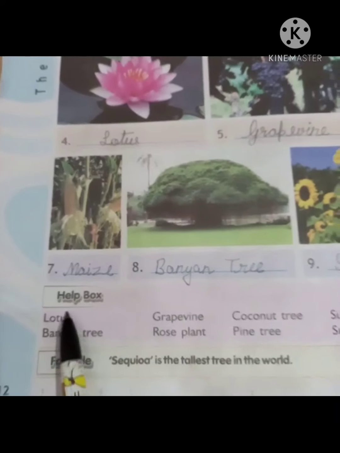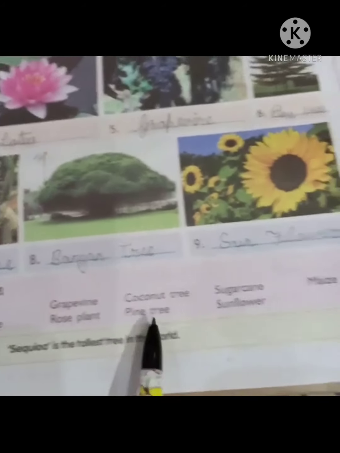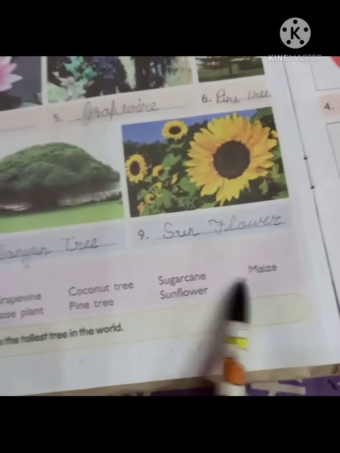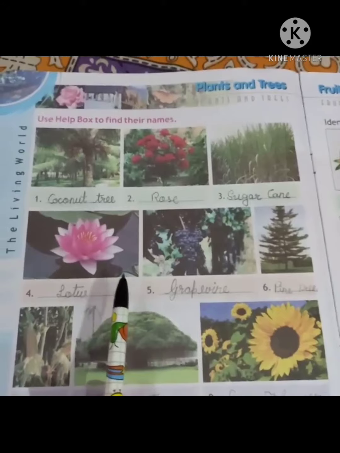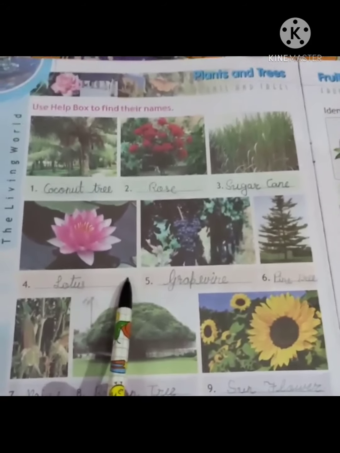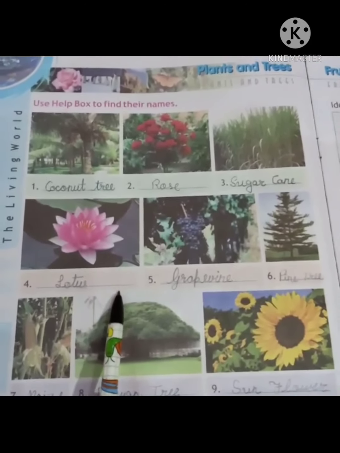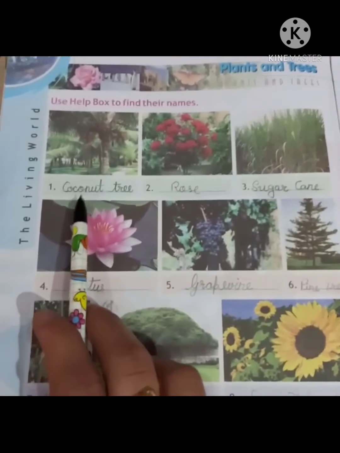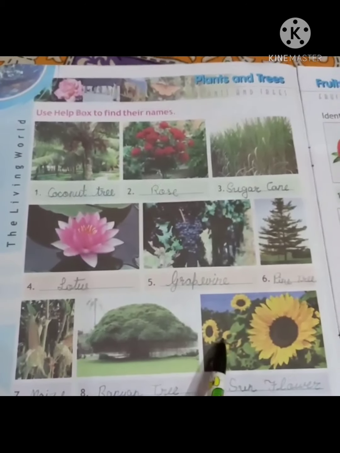My dear students, you can take the help of this help box and you can fill the spellings from this help box. The spellings are clearly mentioned here. You have to take these pictures from the magazine, from the newspaper, or from the previous year book, or you can draw the pictures in your notebooks and you have to write the spellings of these pictures in your notebooks.